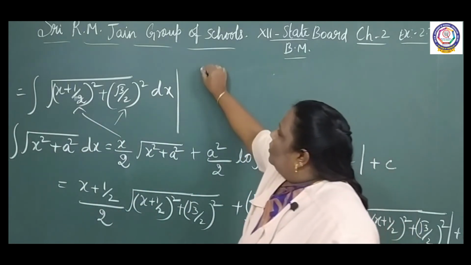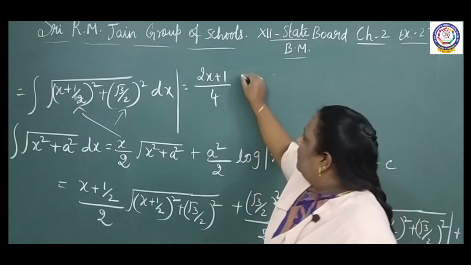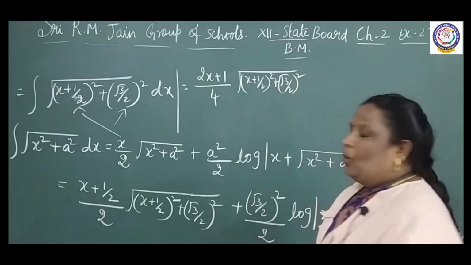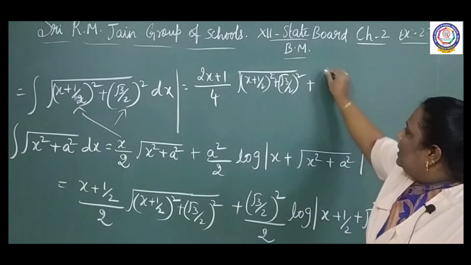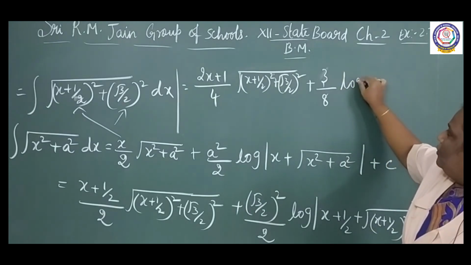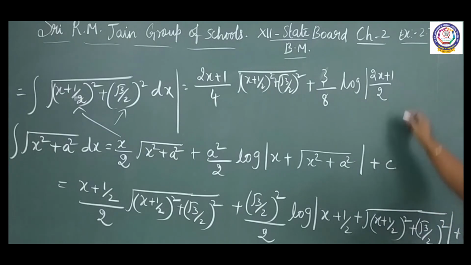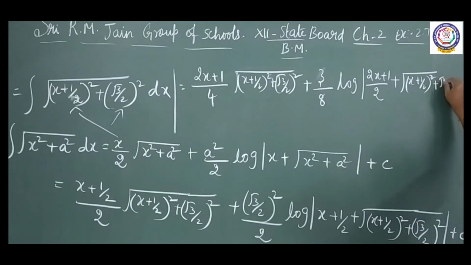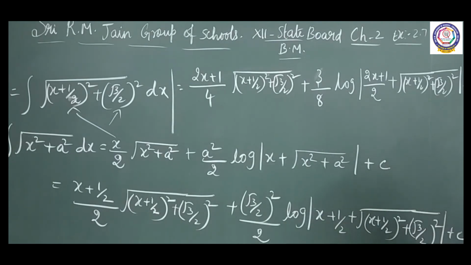See here, 2x plus 1 by 4. You can take the LCM, 2x plus 1 by 4 root of x plus 1 by 2 the whole square plus root 3 by 2 the whole square plus 9 by 4, that is 9 by root 3 into root 3, 3. 2 2s are 4, 4 2s are 8, 3 by 8 log of modulus of, take the LCM, 2x plus 1 by 2 plus root of x plus 1 by 2 the whole square plus root 3 by 2 the whole square plus c, modulus of, okay.